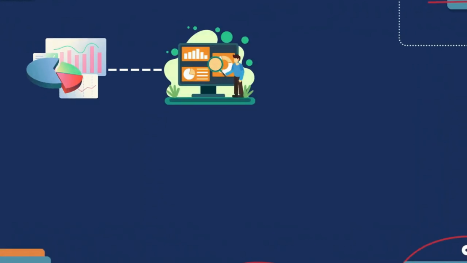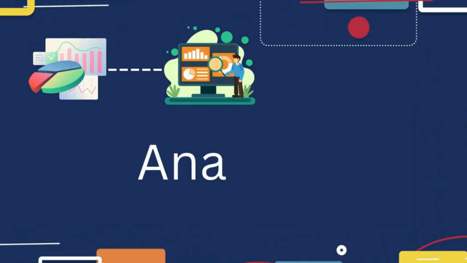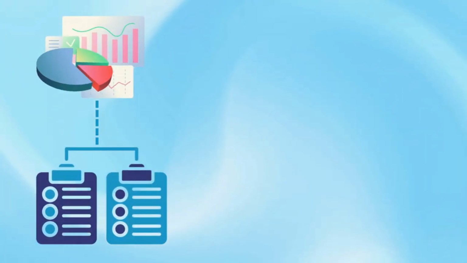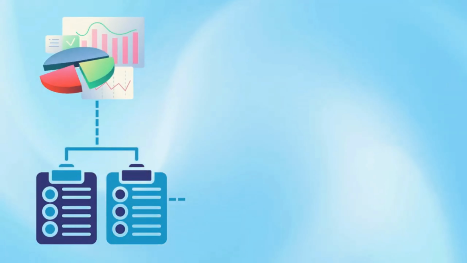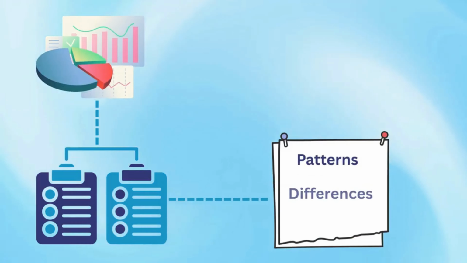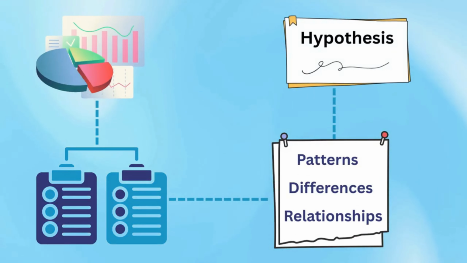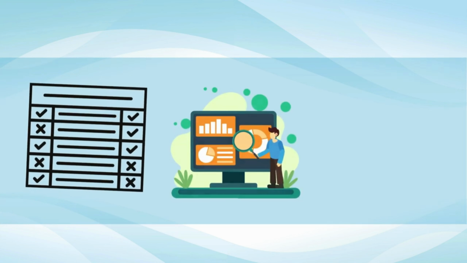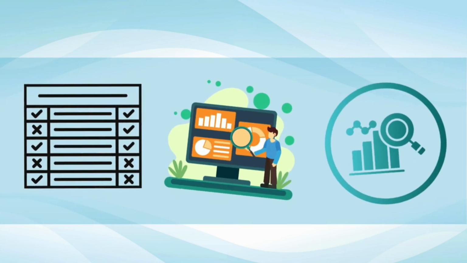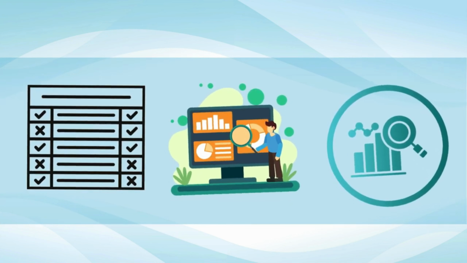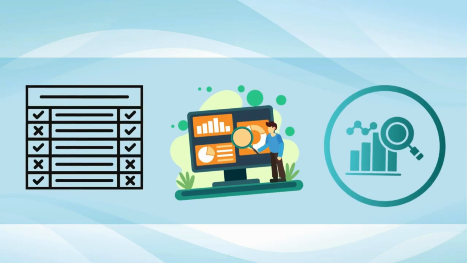After collecting data, scientists carefully examine and interpret it. This step is called analysis. During analysis, the collected data is compared between the experimental group and the control group. Scientists look for patterns, differences, and relationships to determine whether the results support the hypothesis. Tables, graphs, and charts are often used during analysis to make the results easier to understand and more reliable.